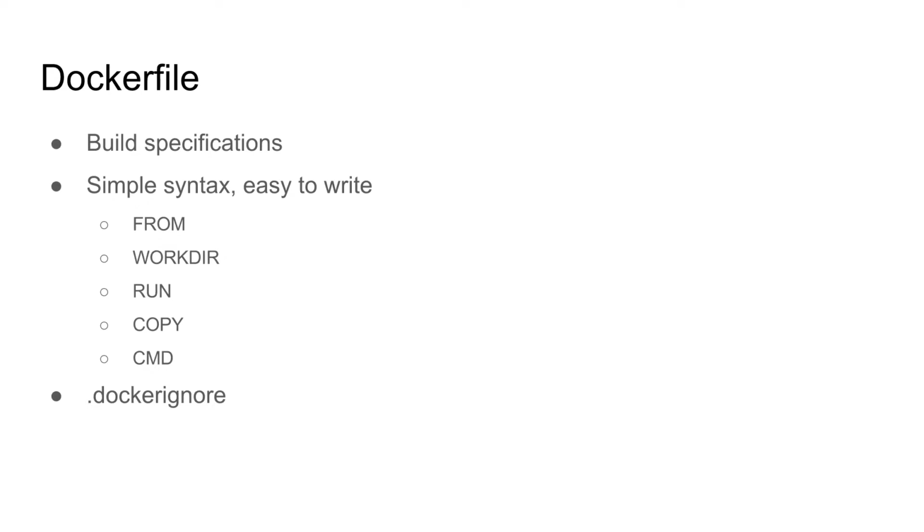So in order to have your application run on Docker, you need to write a Docker file, right? This is how you specify how your application is built. So you would put a Docker file in the root of your project repository, and it's typically called Dockerfile. It's a really simple syntax to use. You have commands like from, working directory, run, copy command, and so on.